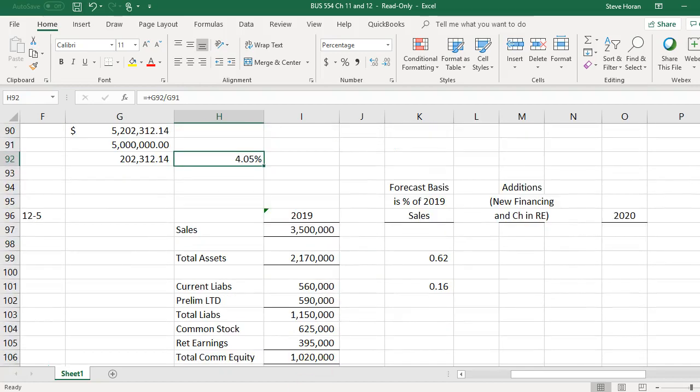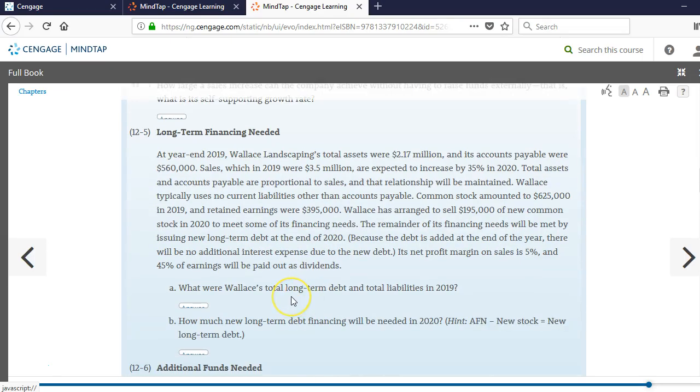So we'll do one more, question 5, and this is doing a projection. It says long-term financing needed. At year-end 19, Wallace Landscaping total assets were $2.17 million. Accounts payable was 560. Sales were 3.5 million, expecting to increase by 35%. Total assets and accounts payable are proportionate to sales, and that relationship will be maintained. Wallace typically uses no current liabilities other than accounts payable.